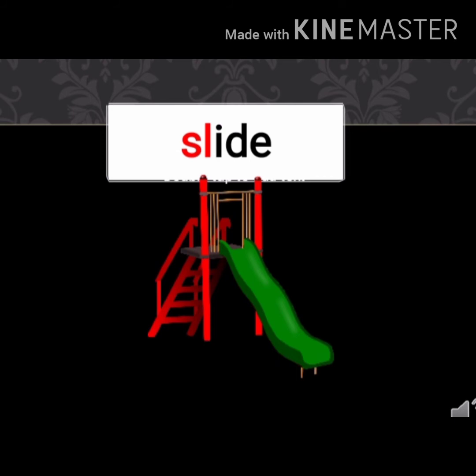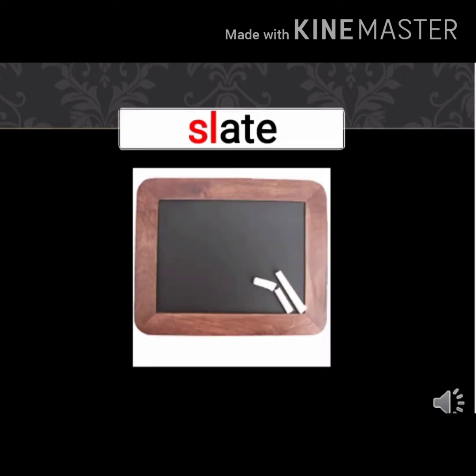Now see, which picture is this? Yes, this is a slate. Let's repeat with me the spelling of slate. SL slur, ATE slate.